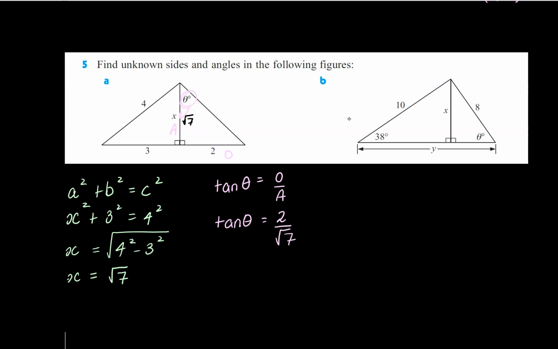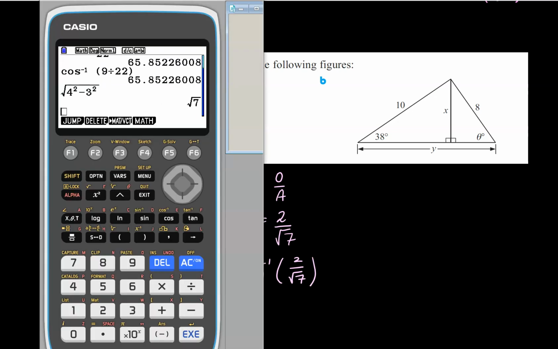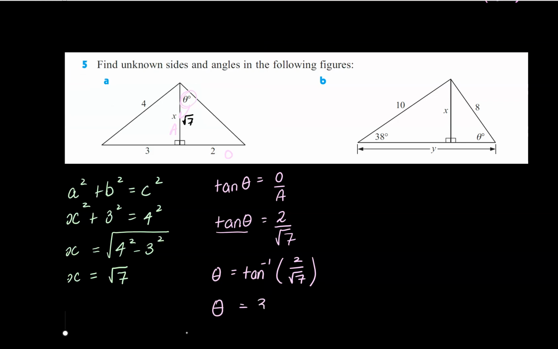So that's going to give me a far more accurate answer now than if I had worked out root 7 and used a decimal. Once again, to get rid of the tan, you use the inverse. So that's tan to the minus 1 of 2 over root 7. And let's have a look at what that is. So shift tan 2 over root 7, so 37.1.